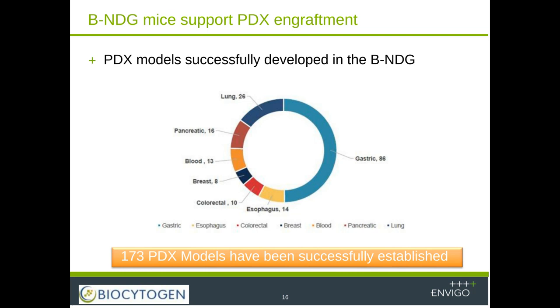BioCytogen has generated some of these models in the BNDG. In fact, they have been able to engraft 173 different PDX models in the BNDG mouse, and these are from cancers arising from various tissues. You can see the breakdown in this figure, where the majority was from gastric cancer, but there was also lung, pancreatic, blood, breast, colorectal, and esophageal cancers.